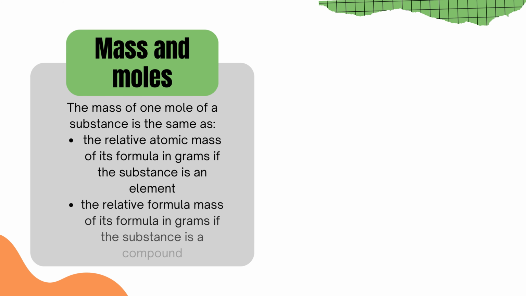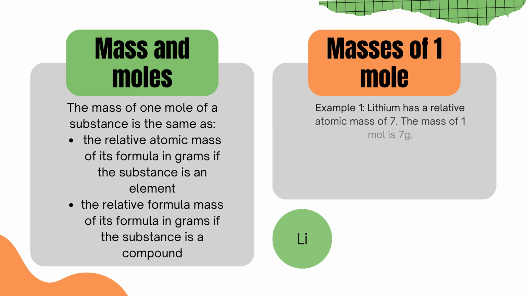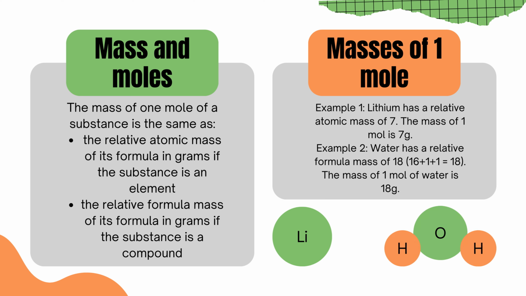The mass of one mole of a substance is the same as the relative atomic mass in grams if the substance is an element, or the relative formula mass in grams if the substance is a compound. What is the mass of one mole? For example, lithium has a relative atomic mass of 7. The mass of 1 mole is 7 grams.